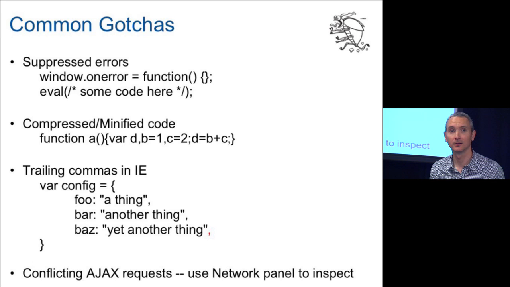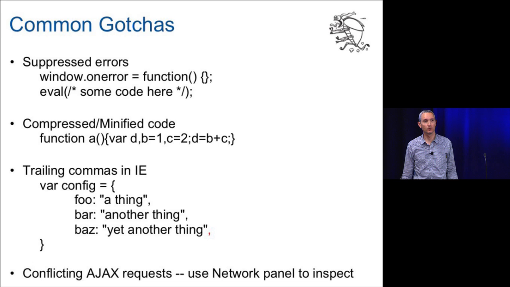Something else that's not really prevalent, because most of the time we work with libraries like jQuery or YUI, is that conflicting AJAX requests can happen. If you're writing native JavaScript code to do AJAX requests and you have multiple asynchronous AJAX requests, it's possible for the second response to conflict with the first request. So you might get data back that's not what you're expecting. You can use the network panel that I mentioned before, in browsers that have it, to figure out what requests are being made when and what responses are coming back when. That's a useful tip.